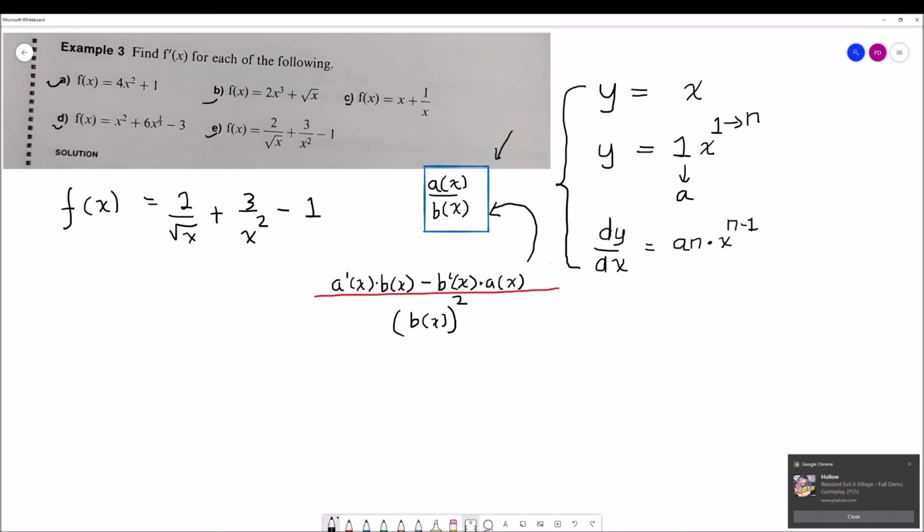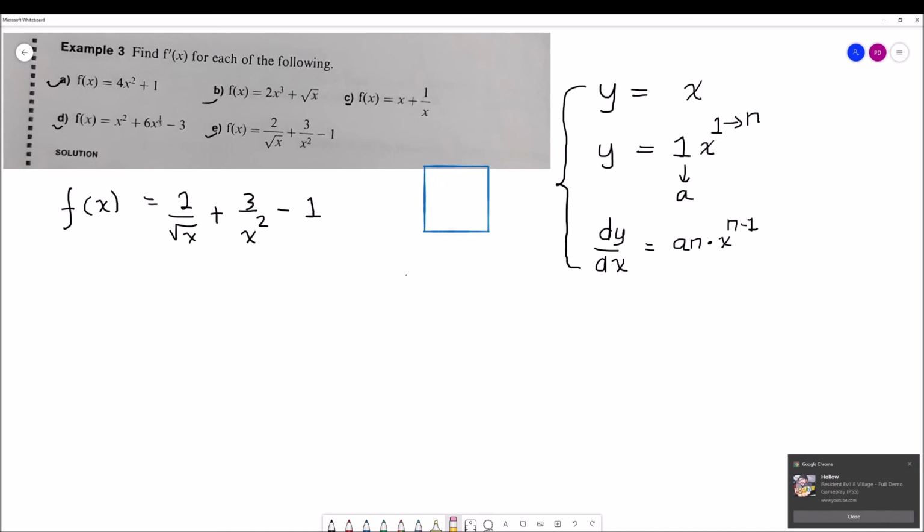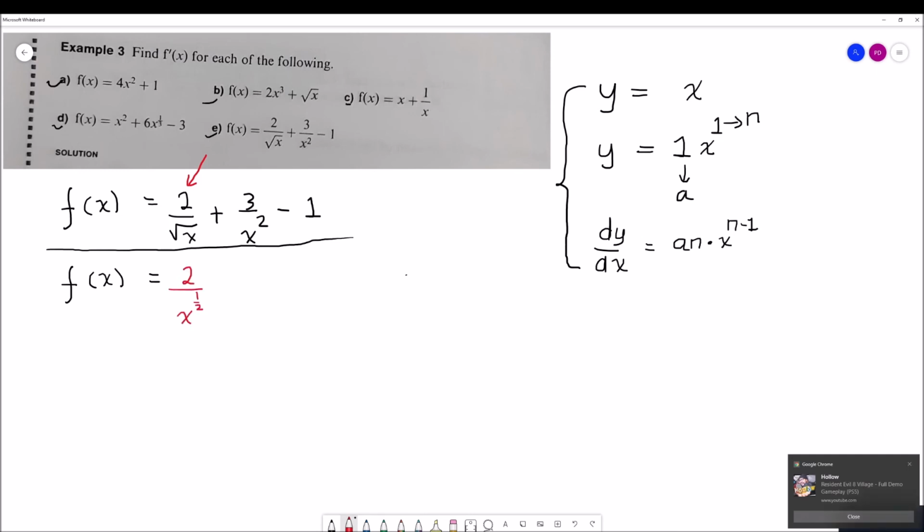Okay, let's focus on how do we solve this question. I'm just telling you because I don't want you to get confused that this is a fraction, so how can we do it? Okay, so how do we deal with this fraction? Okay, so this we can write as 2 over x to the power half, because it is a root, plus 3 over x to the power 2, or x squared minus 1.